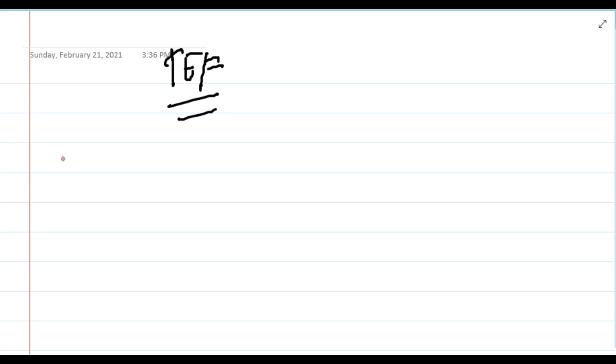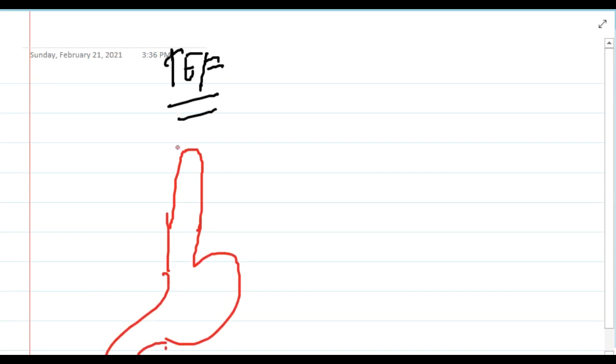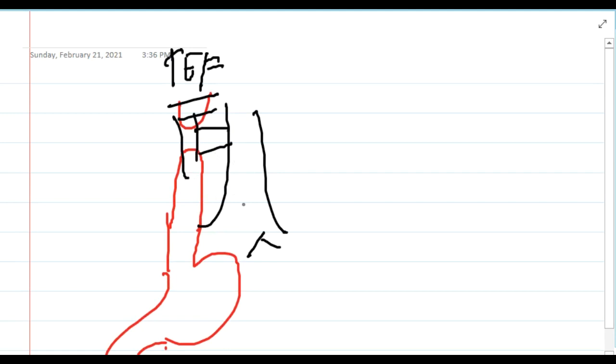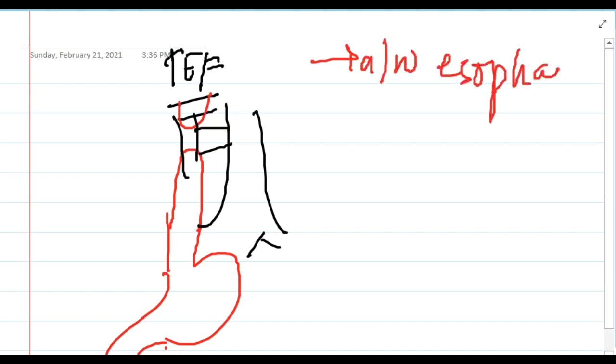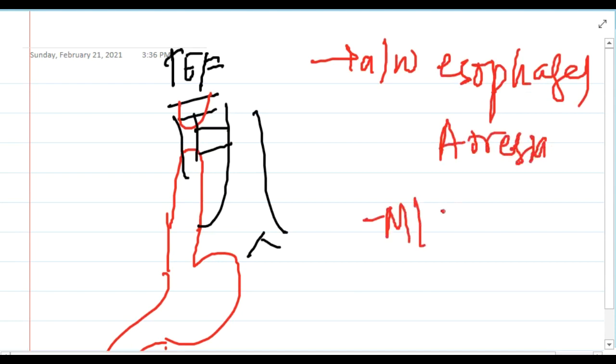Tracheoesophageal fistula. Here there is an abnormal connection between the esophagus and the trachea. This abnormal connection which you see between the esophagus and the trachea is called tracheoesophageal fistula. It is sometimes associated with esophageal atresia also, and it is most commonly seen in males. We have five types of tracheoesophageal fistula.